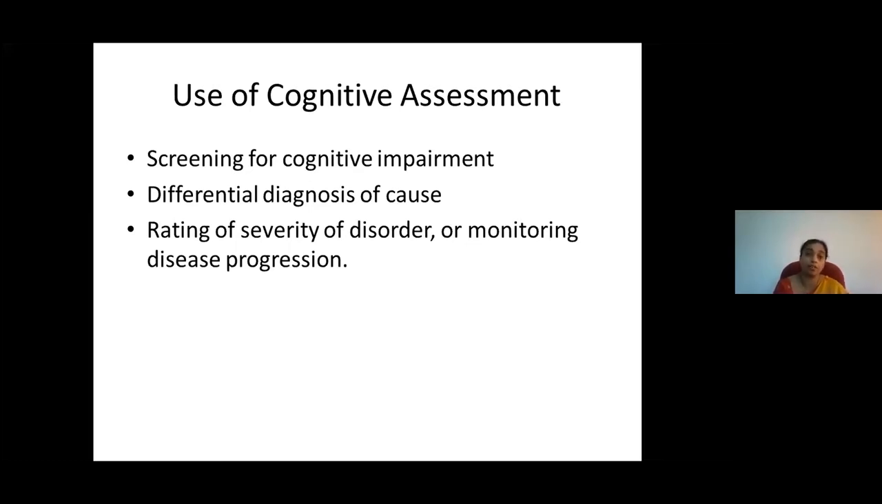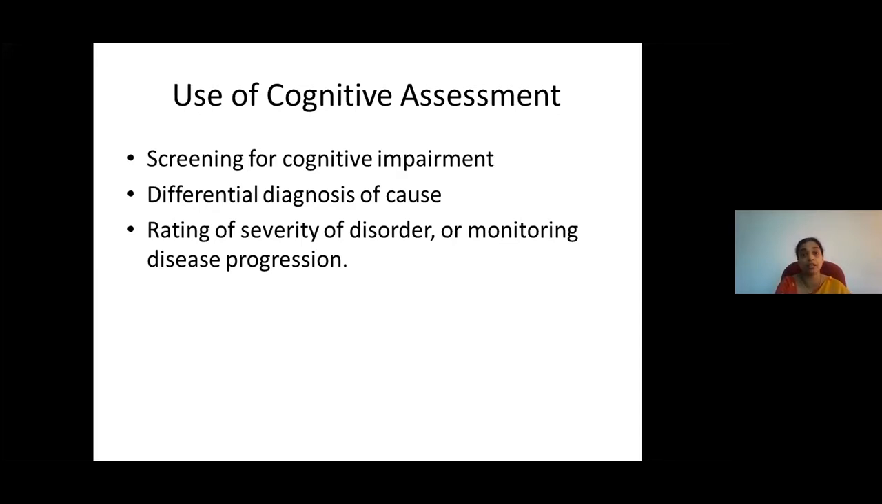Then we do a cognitive assessment to differentiate the diagnosis, of course. Once we diagnose dementia, at some point we have to differentiate which diagnostic category this dementia fits into, like Lewy body dementia or frontotemporal dementia. It is a little advanced. Then the third category is rating the severity of the disorder or monitoring disease progression. That is when we do the review, either in the clinic or in the ward, after diagnosis, then we do cognitive assessment.